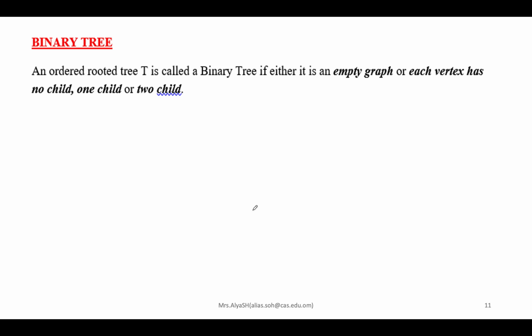Now, one type of rooted tree is called the binary tree. A binary tree is an ordered rooted tree which is either an empty graph or each vertex has no child, one child, or two children. So in a binary tree, each vertex, if it is non-empty, can have either 1 or 2 or no children at all.